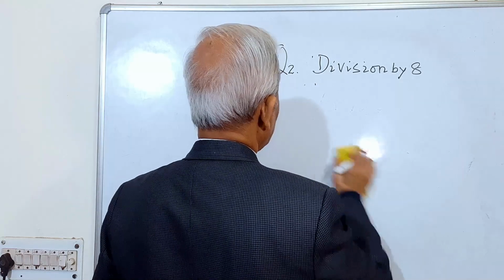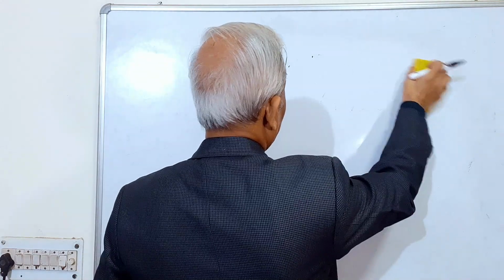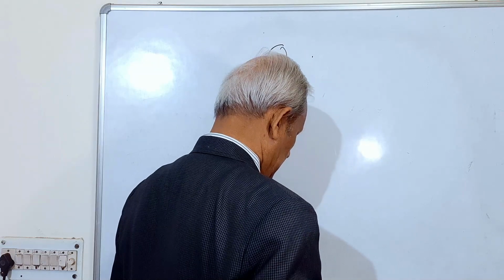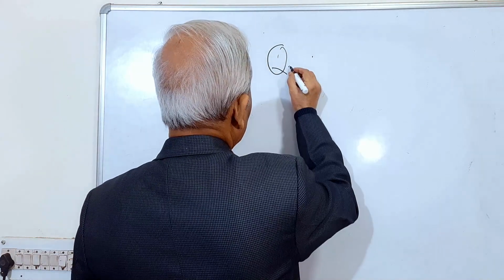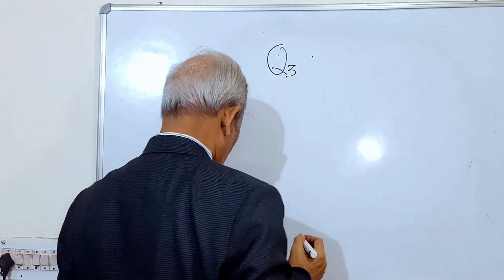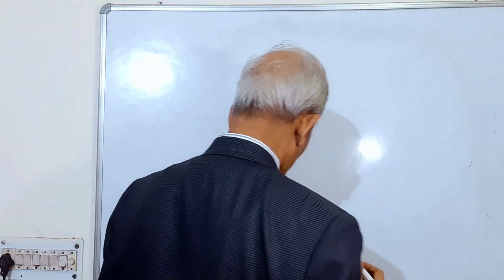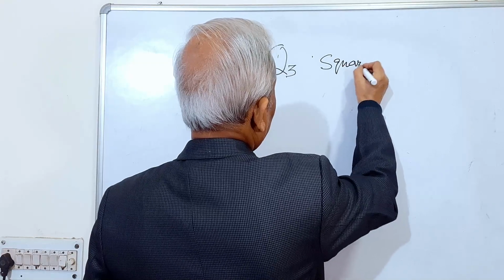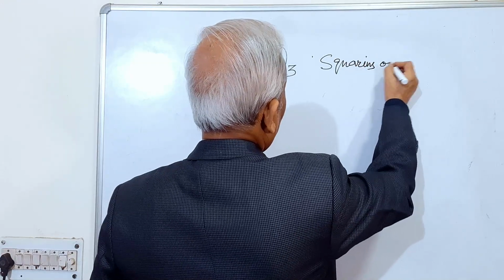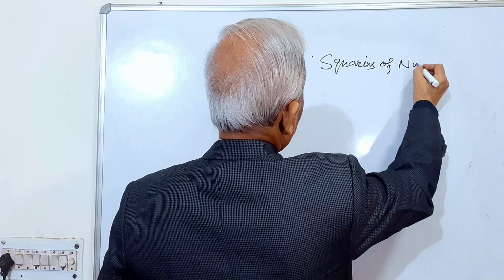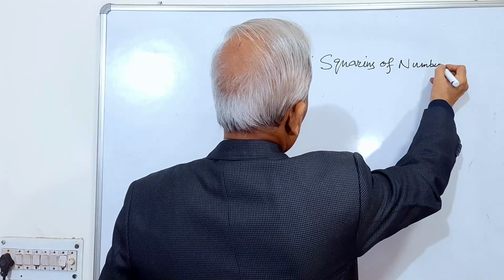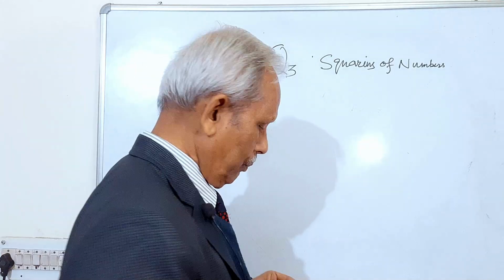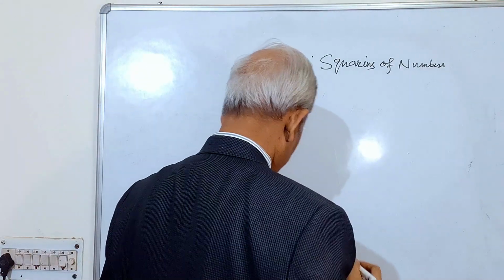Let us do the next question. This was our second question. The third question is: square the following numbers through the short method, squaring of numbers, through the shortest method. Which is the shortest method by which you can do it, right?